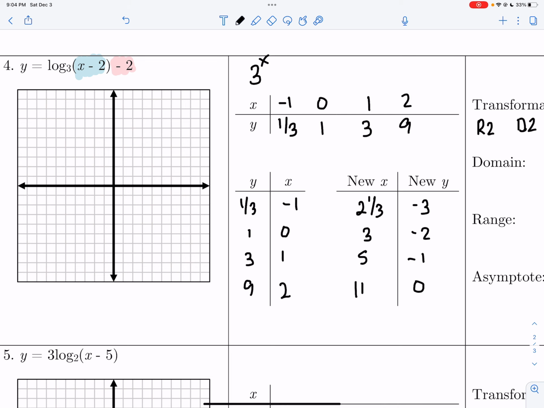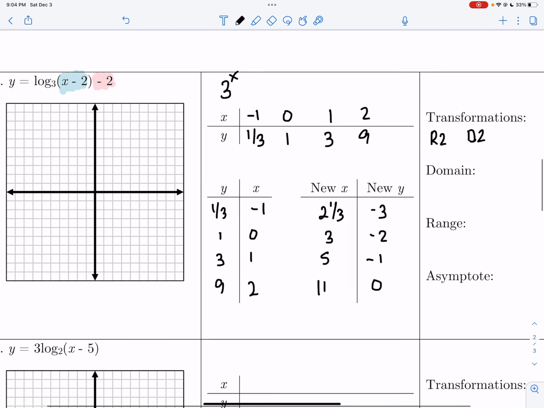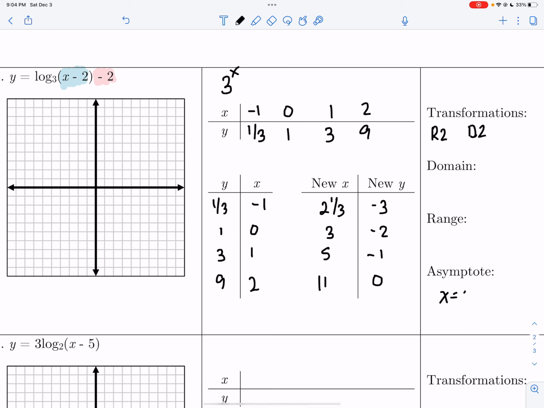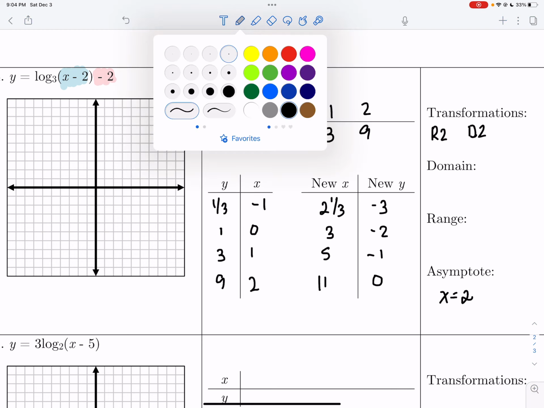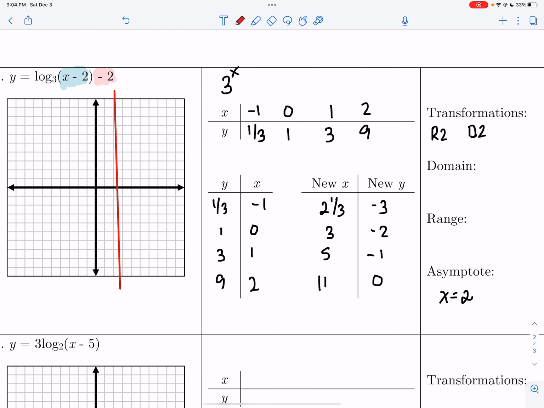I'm going to plot them, but before I plot them, let me look at my asymptote. Notice how with your asymptote, your argument can't be 0. So in this case, my asymptote is at 2. X is equal to 2. I have (2, 1/3), (2, -3)... so say like that thing right here. I have (3, -2), I have (5, -1), and then I have (11, 0), which is right here.